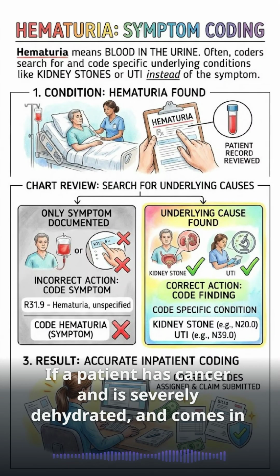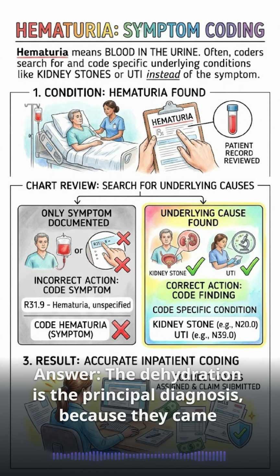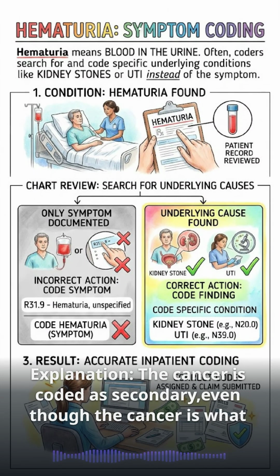34. If a patient has cancer and is severely dehydrated, and comes in for hydration, what is first? The dehydration is the principal diagnosis, because they came in specifically to get fluids through wires. The cancer is coded as secondary, even though the cancer is what actually caused the dehydration.